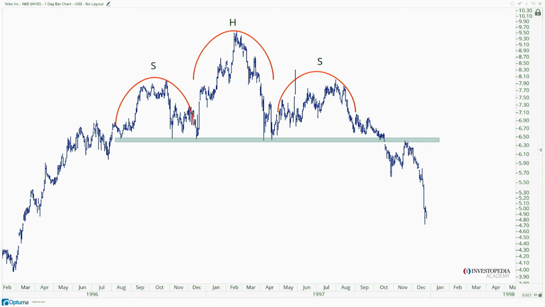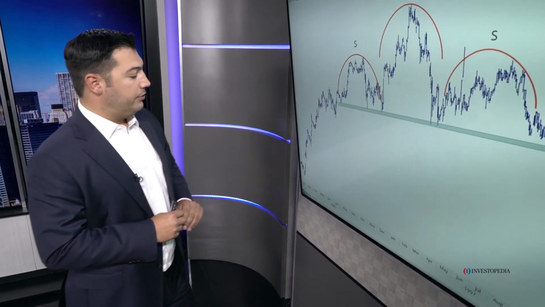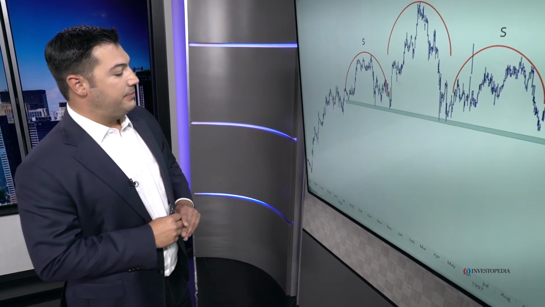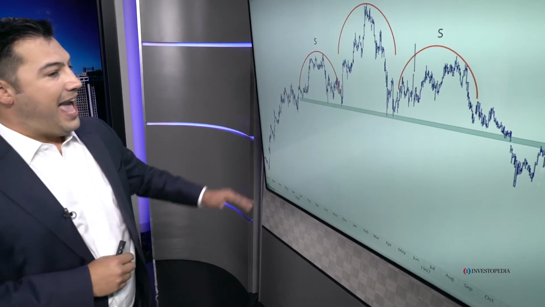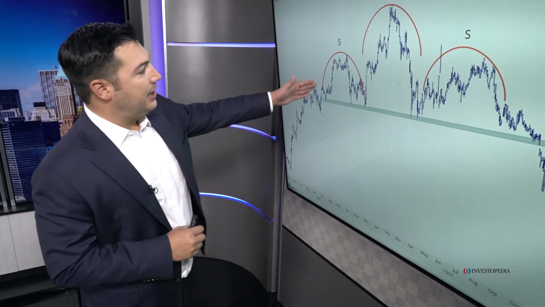So here we're looking at shares of Nike, price adjusted. We're looking at the left shoulder in late 1996, the head in early 1997, the right shoulder throughout the second half of 97, and the neckline right around 630. As soon as the uptrend completes this head and shoulders top and breaks the neckline, that's all she wrote. The uptrend is now over.